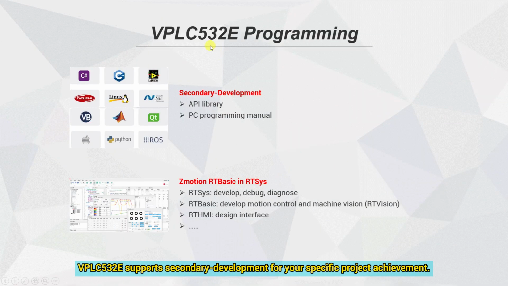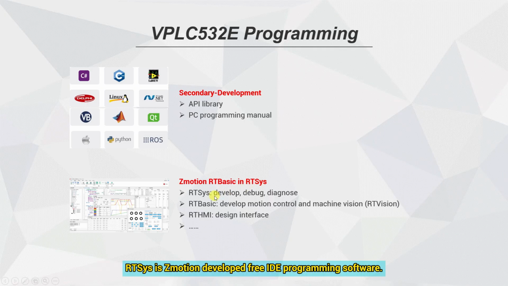VPLC 532E supports secondary development for your specific project achievement. It can be developed by PC languages. Zmotion provides an API library file. Also, Zmotion's own RT Basic language can be used in RTSys at the same time. RTSys is Zmotion-developed free IDE programming software. It can develop programs through RT Basic.